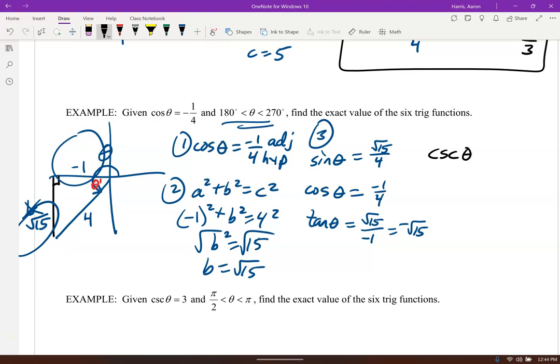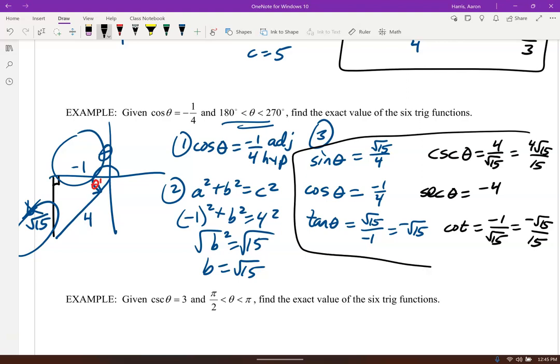Cosecant, we can flip that over. 4 over root 15, but I've got to rationalize that. So 4 root 15 over 15. Secant, we'll flip that one over. Instead of negative 1/4, negative 4 over 1. Cotangent, we'll flip that over. Instead of root 15 over negative 1, negative 1 over root 15, but I've got to rationalize that. Negative root 15 over 15. And there's all 6 for that one.